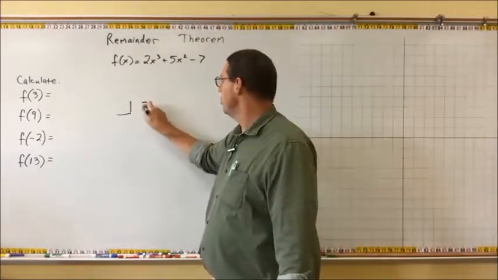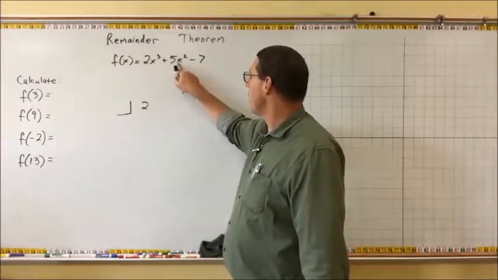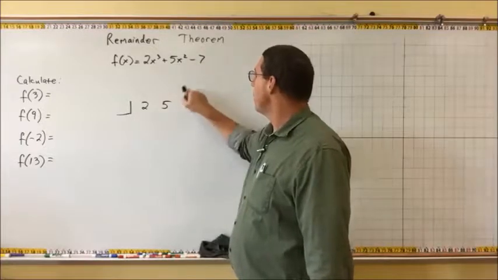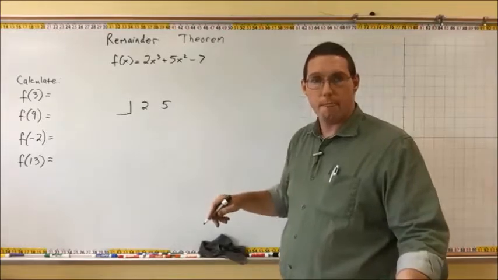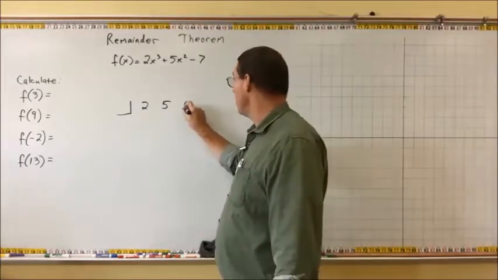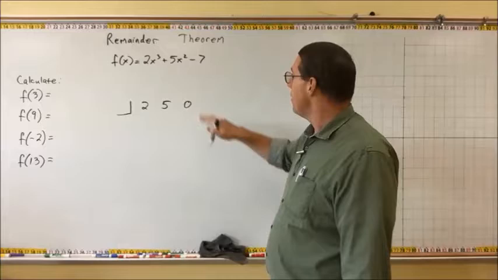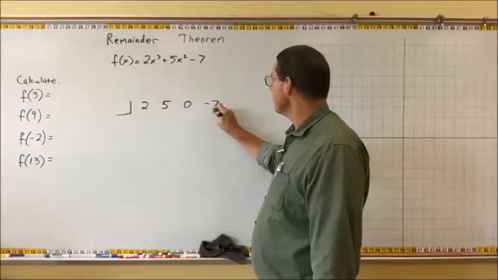This is going to be a 2, x to the third, then x squared is 5. Now notice there is no x to the first term. So what are we going to put in? We're going to put in a 0, a placeholder 0, right? And then we got negative 7.